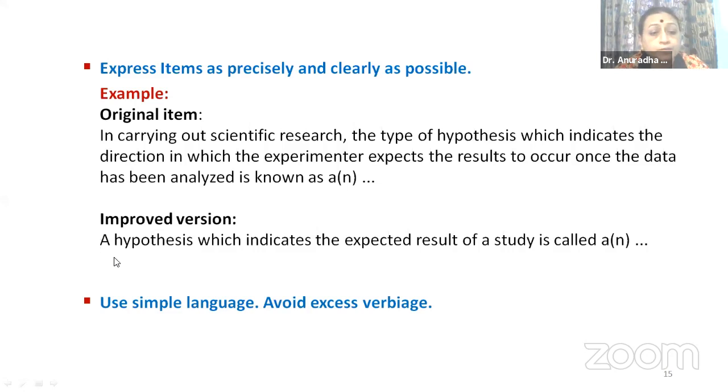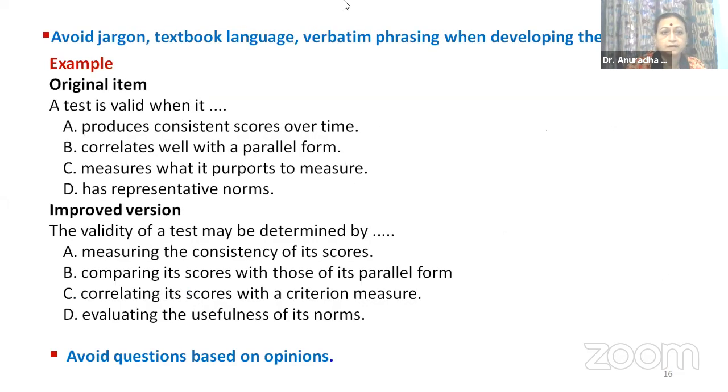What is the improved version? A hypothesis which indicates the expected result of a study is called ___. The crux of the question is already there. But instead of having a complicated, clumsy kind of construction, use something that is clear and precise. Use simple language. Don't bombard the student with too much verbiage. Avoid jargon. Jargon in questions can definitely be avoided.